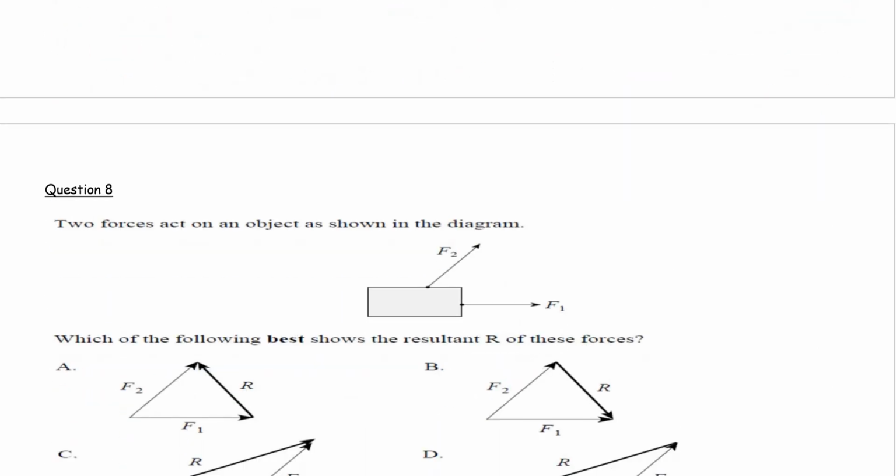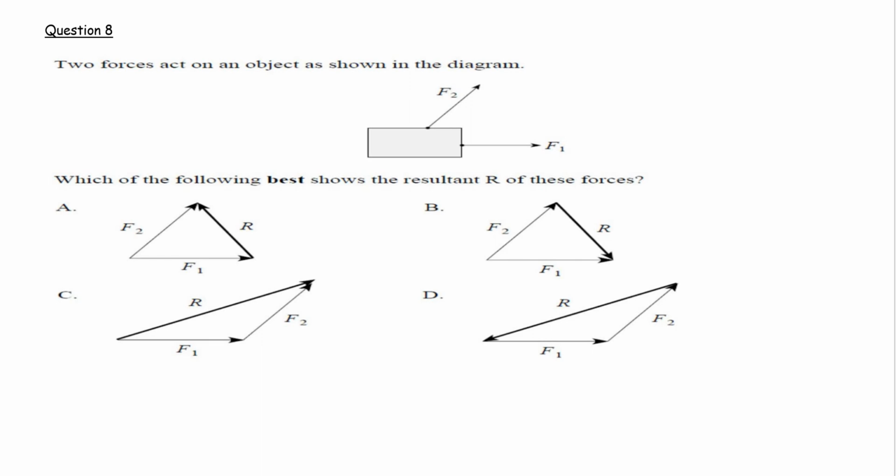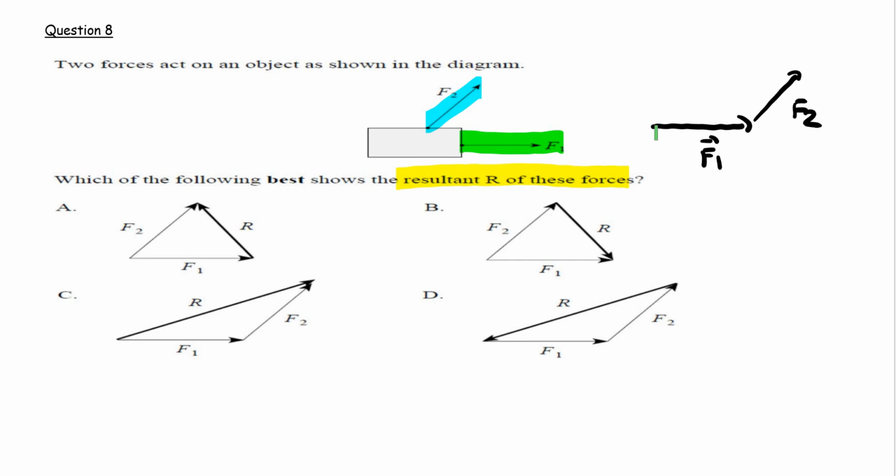Okay, let's move on to another question here, and let's see if we can just finish off this homework video here. So question number 8, two forces act on an object as shown in the diagram, and which of the following best shows the resultant vector of these two forces? Okay, so we're just adding this green vector and this blue vector, right? So if I just redraw that over here, here's force 1, here's force 2. So this is your green vector, this is your blue vector, and just like the previous problem, the resultant always just connects the two vectors like that. So this is your resultant vector right there.